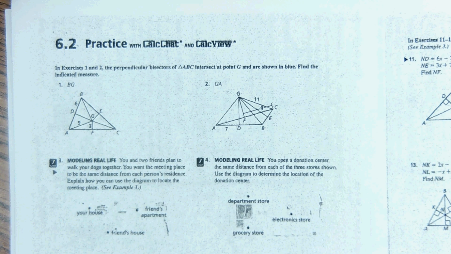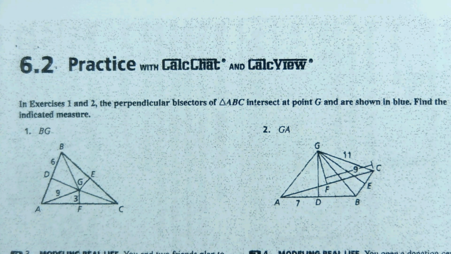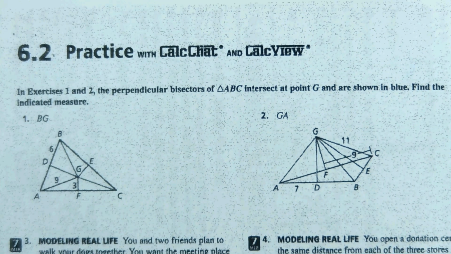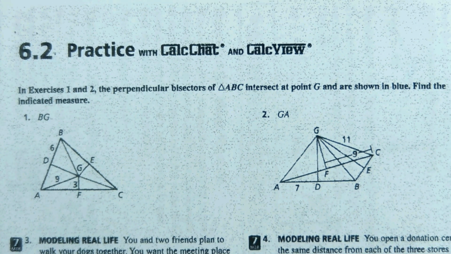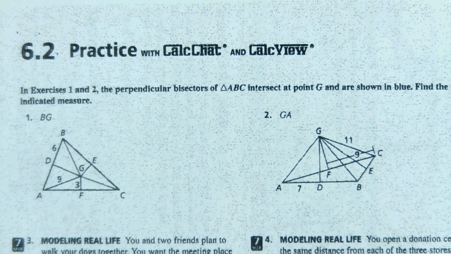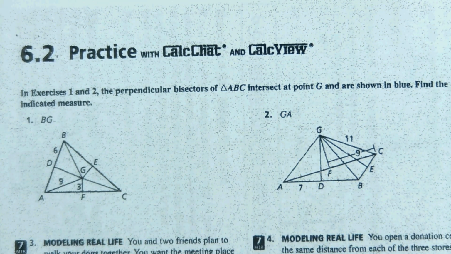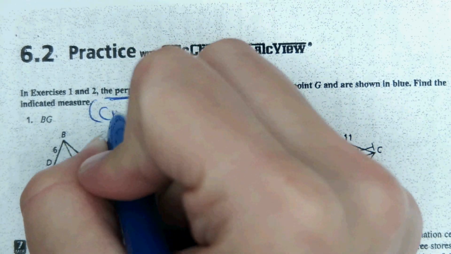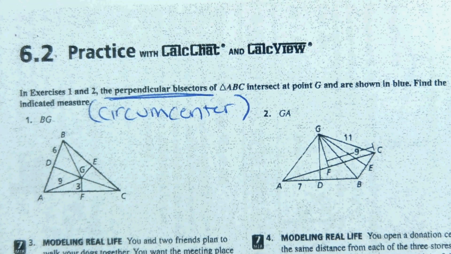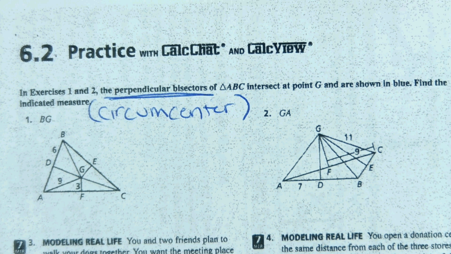Okay, I'm going to zoom in. 6.2 practice right here. It says, in exercises 1 and 2, the perpendicular bisectors of triangle ABC intersect at point G. Find the indicated measure. So perpendicular bisectors intersect at the circumcenter. Just going to make a note.